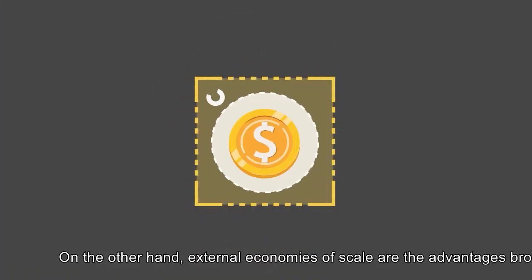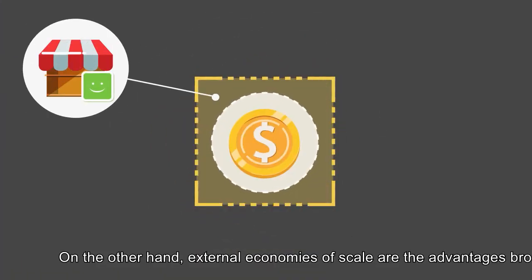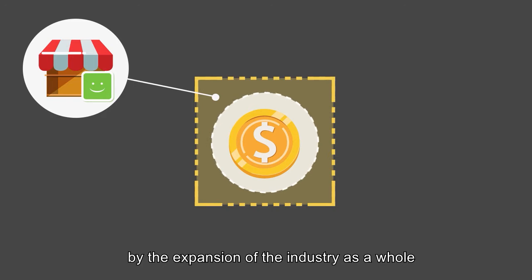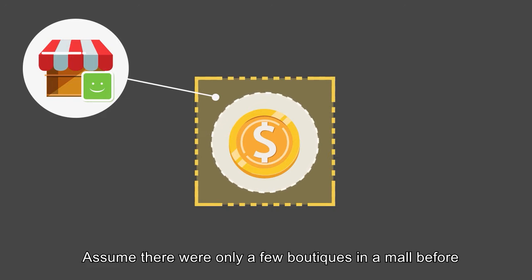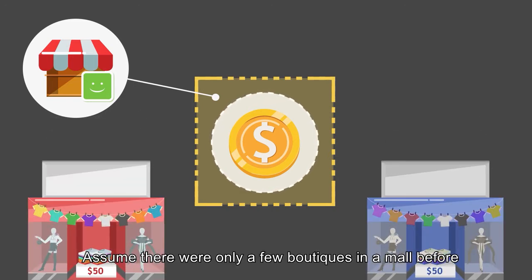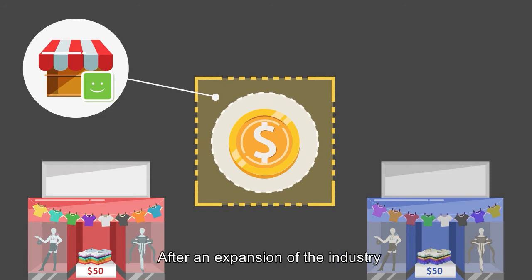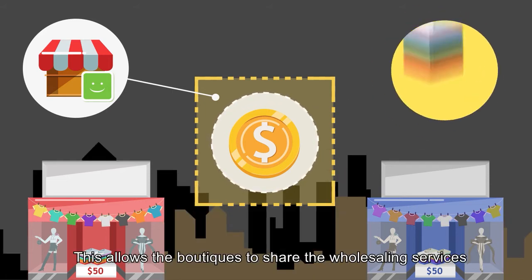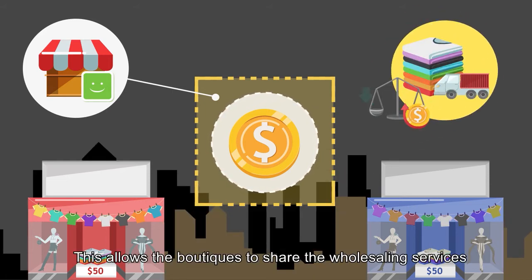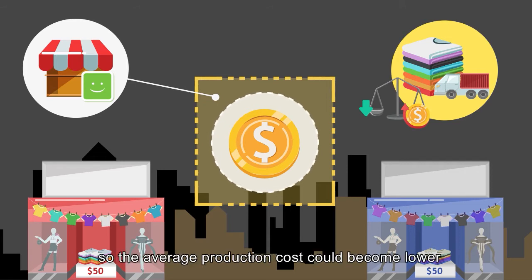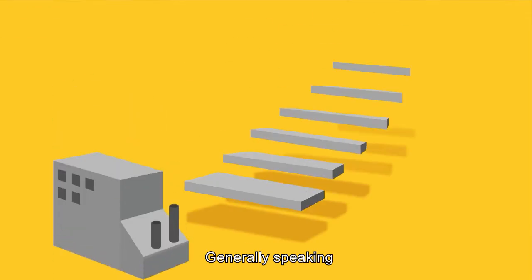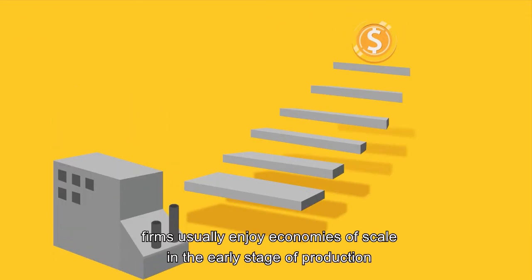On the other hand, external economies of scale are the advantages brought by the expansion of the industry as a whole. Assume there were only a few boutiques in a mall before. After an expansion of the industry, more than 10 new boutiques opened in the same place. This allows the boutiques to share the wholesaling services and transportation costs together, so the average production cost could become lower.